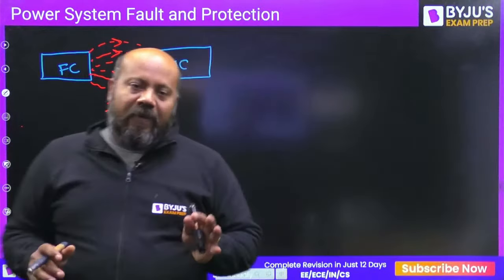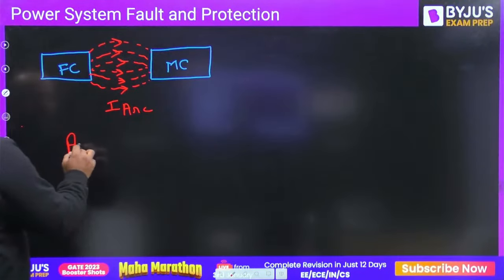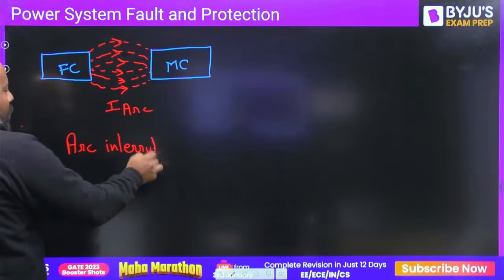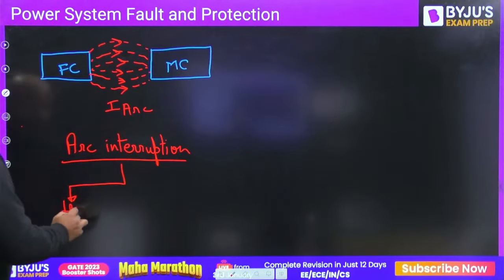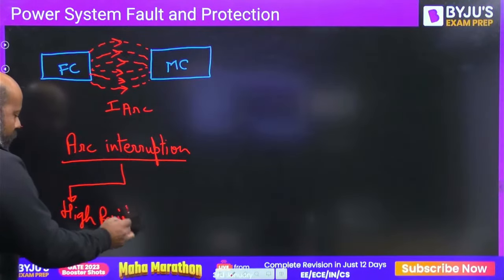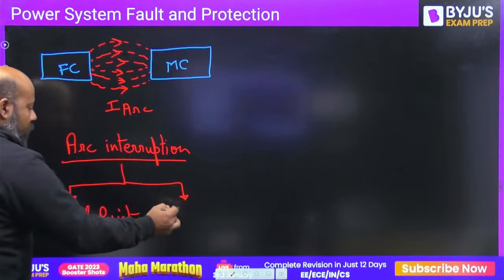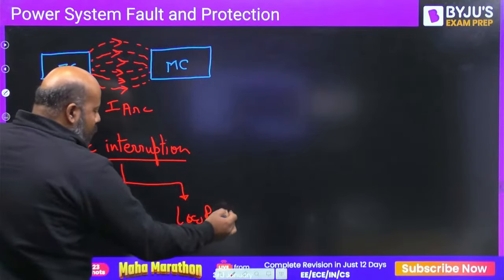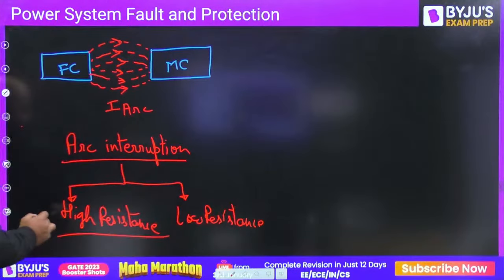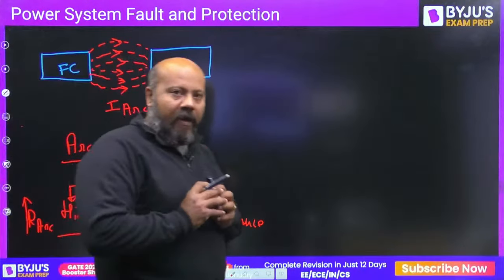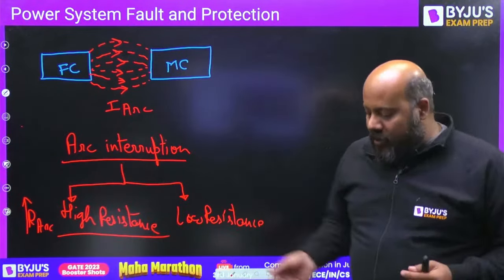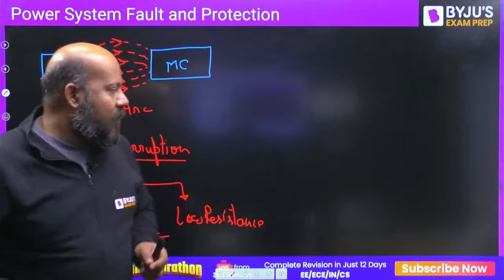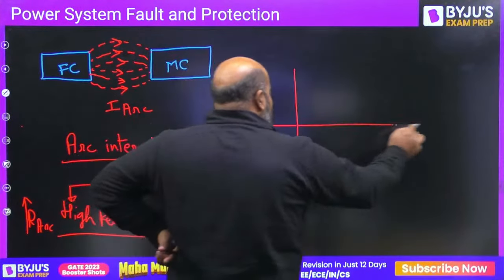For interrupting this arc, basically we have two methods. One is the high resistance method, and one is the low resistance method. In the high resistance method, somehow we try to increase the resistance of the arc so that the arc can be interrupted satisfactorily. For the low resistance method, we are not intentionally trying to increase the arc resistance. Rather, we are interrupting the arc at the natural current zero.